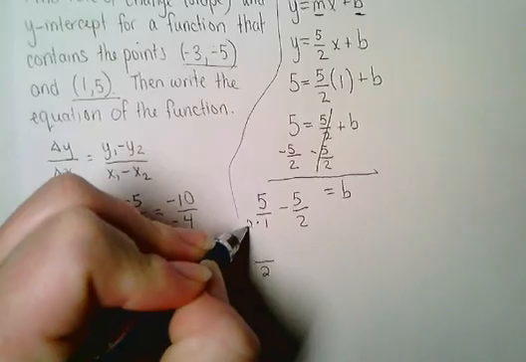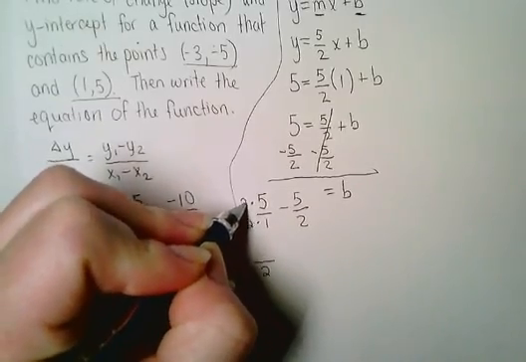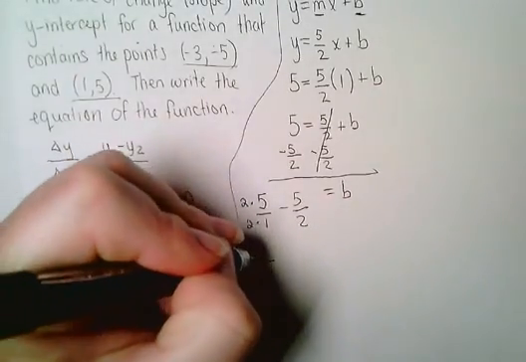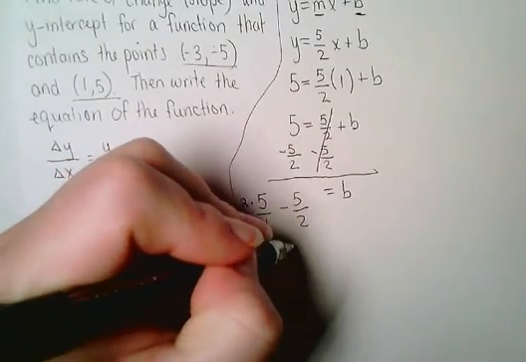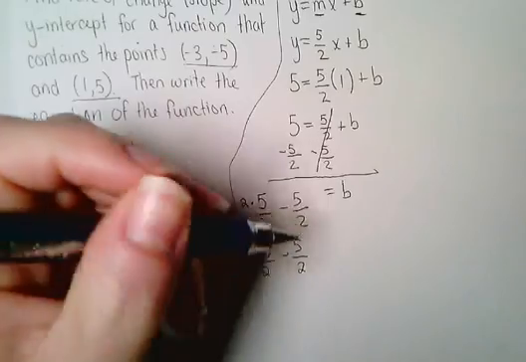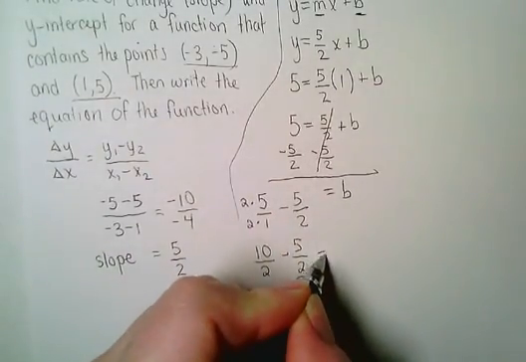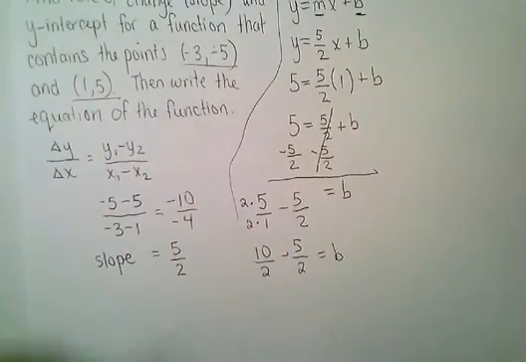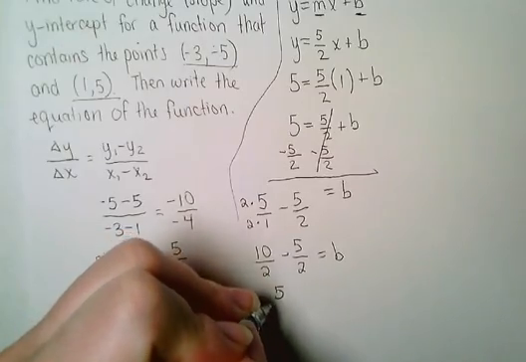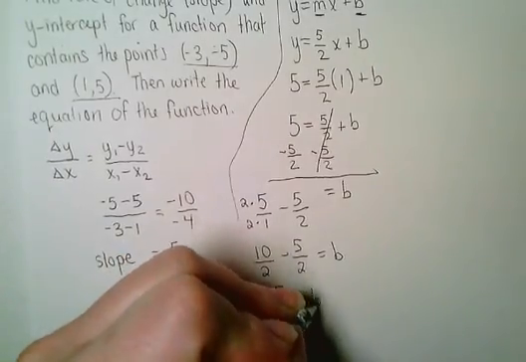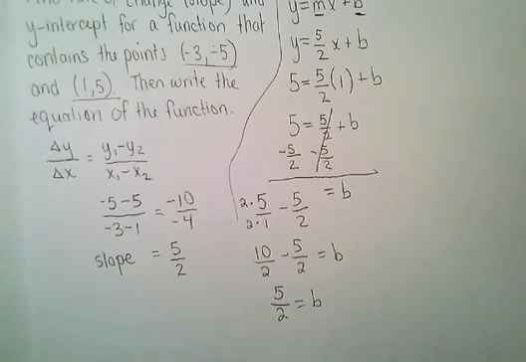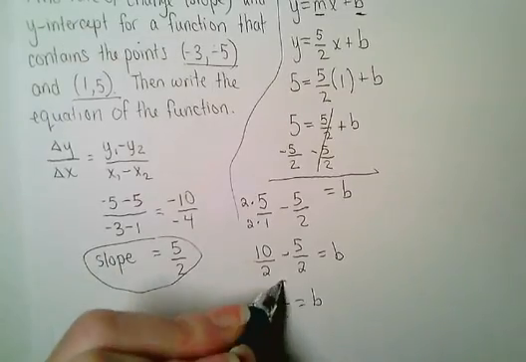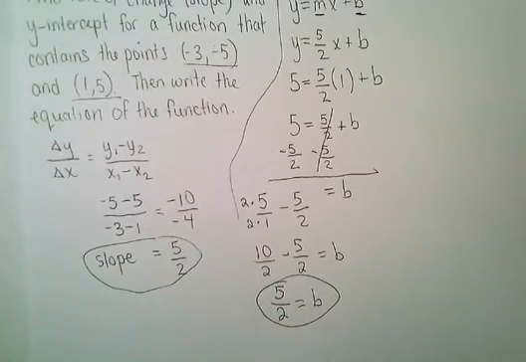In order to get it to be 2, I have to multiply it by 2, which means I must also multiply the top by 2. So 10 over 2 is equivalent to 5 over 1. And then I can subtract 5 over 2. 10 minus 5 is 5. And then I keep the 2 there. So b ends up being also 5 over 2. So this is a case where the slope and the y-intercept are the same thing.